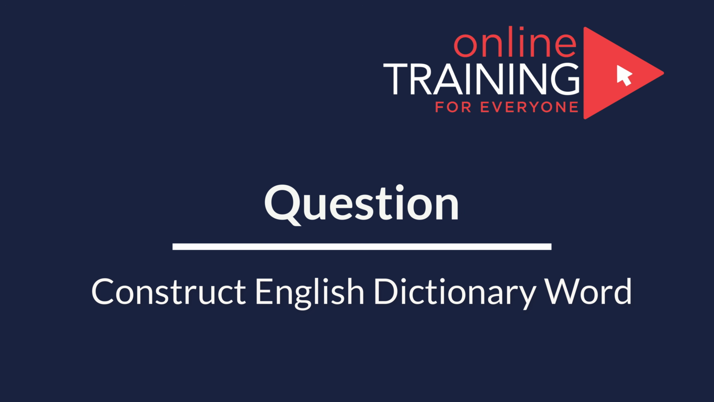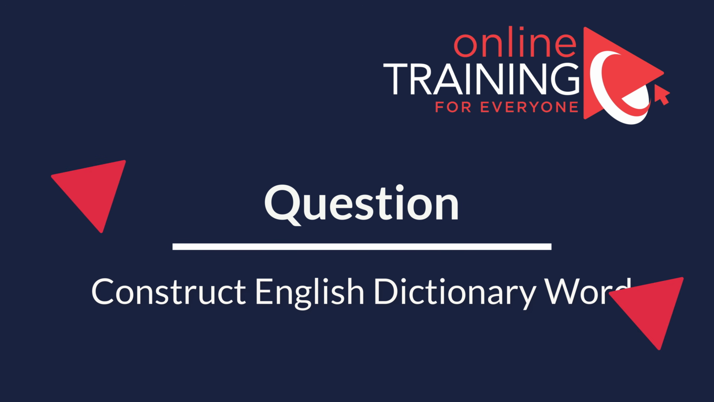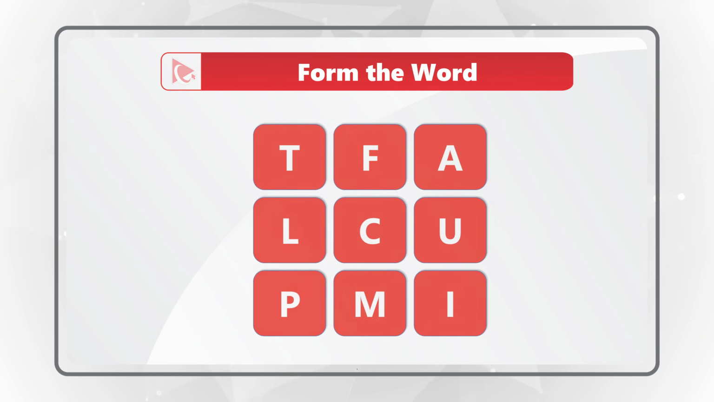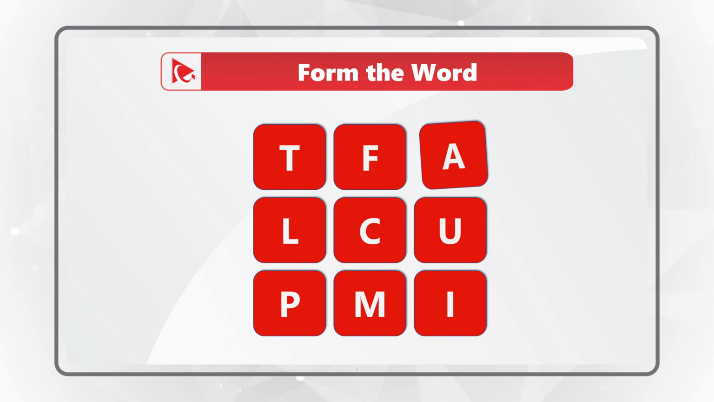Here's a question for you to practice your skills. If you know the answer, please make sure to post it in comments so I can give you my feedback. You need to form a word using all the letters only once, and you're presented with 9 letters. The letters are T, F, A, L, C, U, P, M, I. Do you see the word?